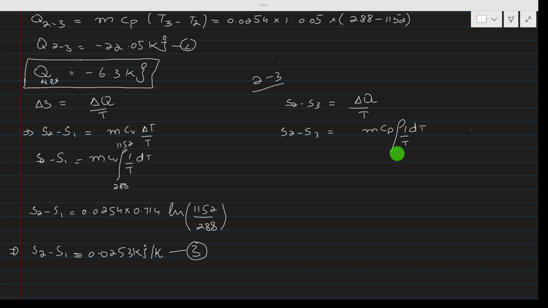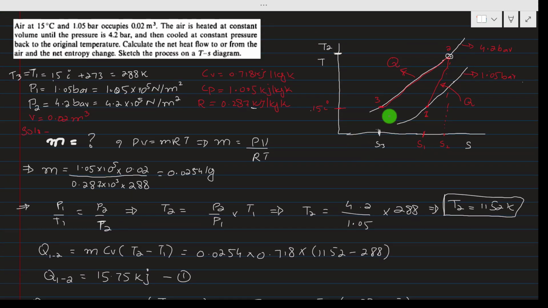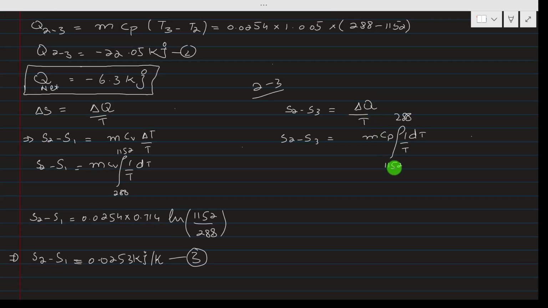Apply the integration to find its value. The lower limit is 1152 and the upper limit is 288 in this case, process 2 to 3. So you can see that the upper limit is T2, that is 1152 Kelvin, and the lower limit is 288 Kelvin, that is T3. So we have applied the integration limits.